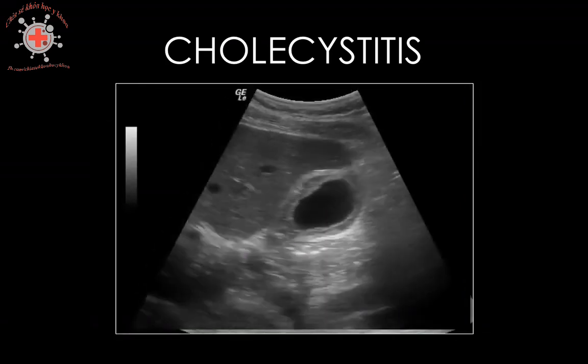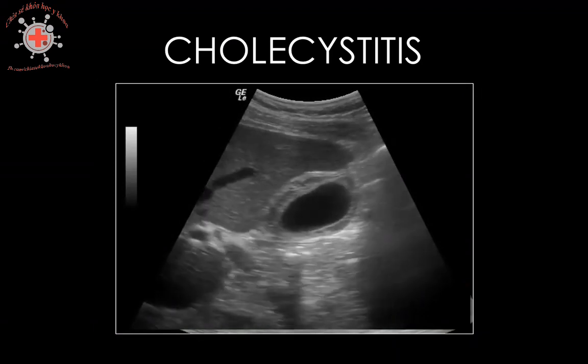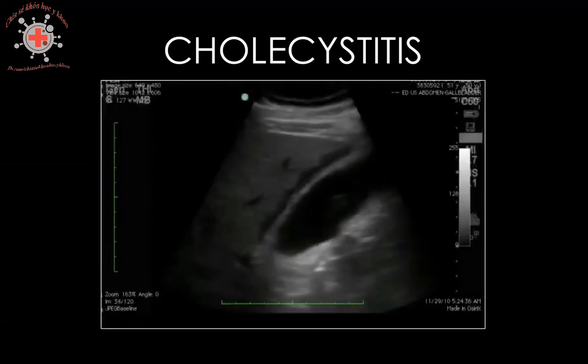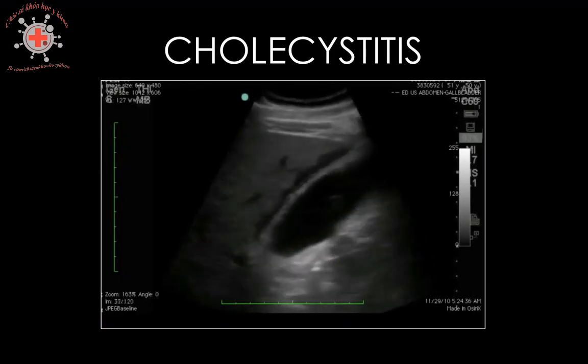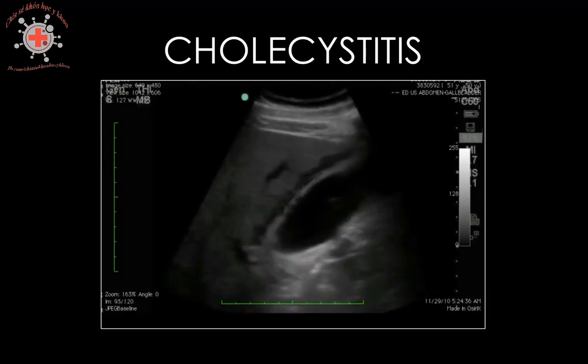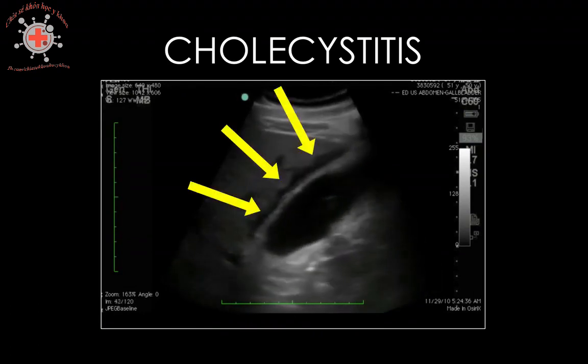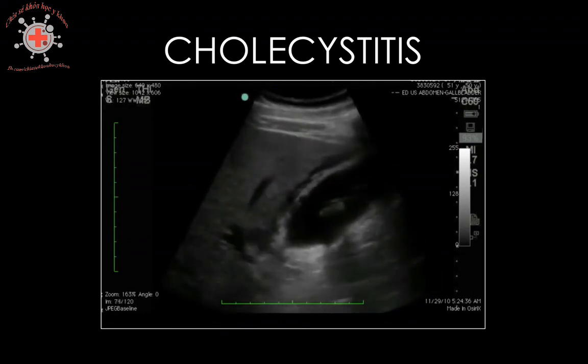This is a transverse view of the gallbladder from the same patient as the previous slide. Pericholecystic fluid is caused by a weeping of serous fluid from the inflamed gallbladder wall. In this longitudinal view of the gallbladder, a rim of anechoic fluid can be seen surrounding the bladder.